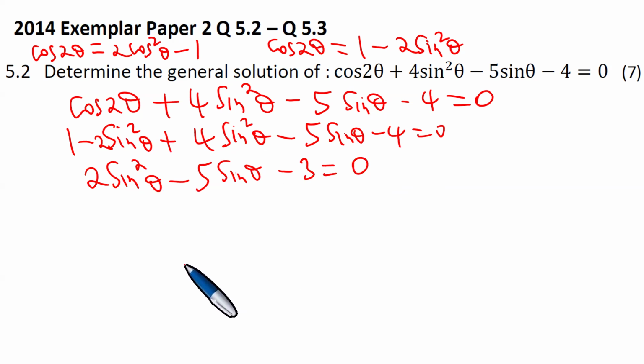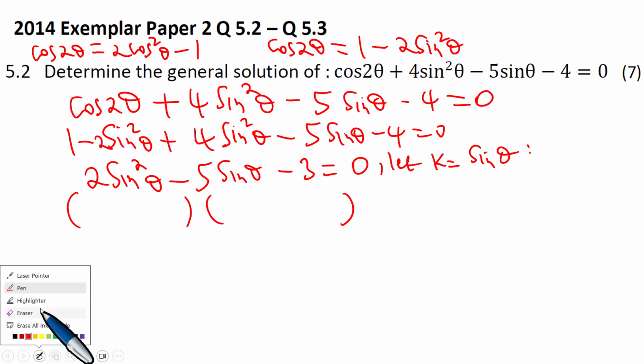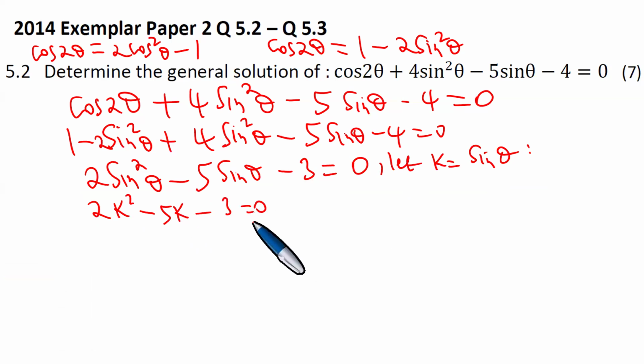So we're going to be really objective in the way we factorize this. We can use the k method. Let k be sine theta, so that we're able to achieve the following: 2k squared minus 5k minus 3 equals 0.